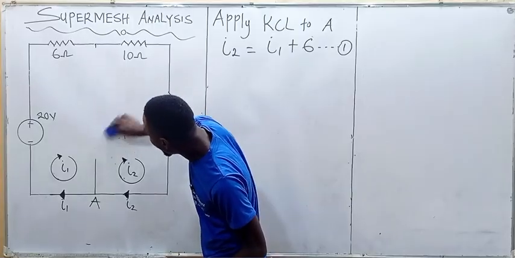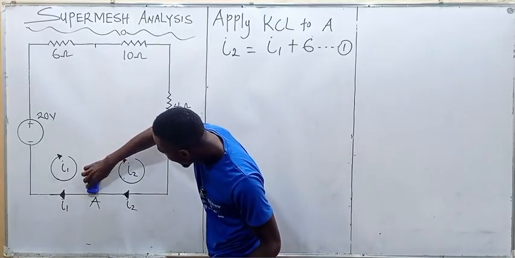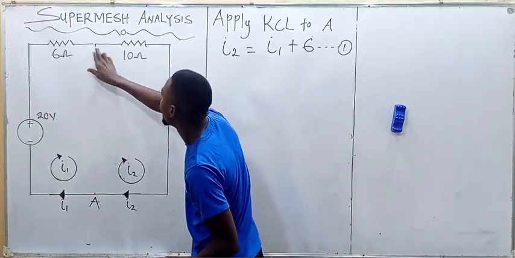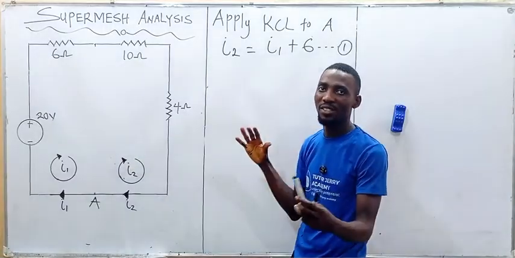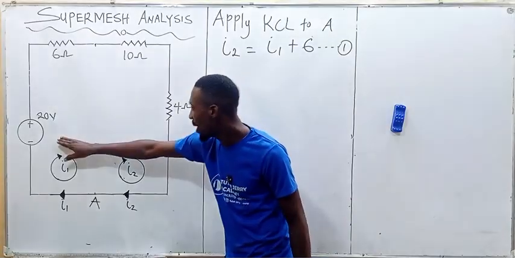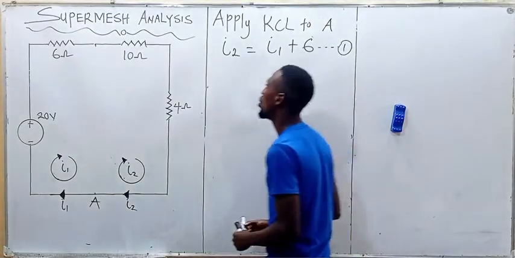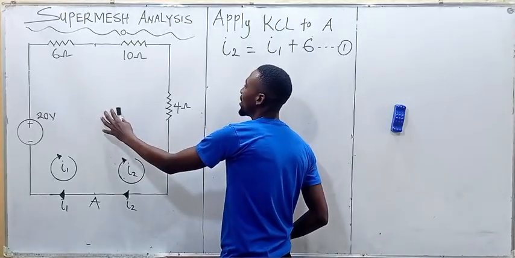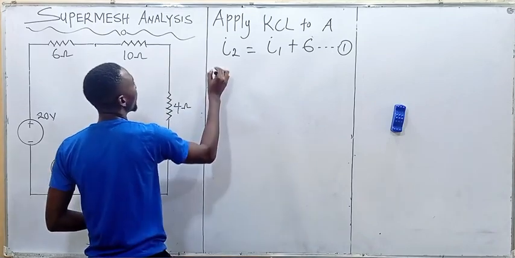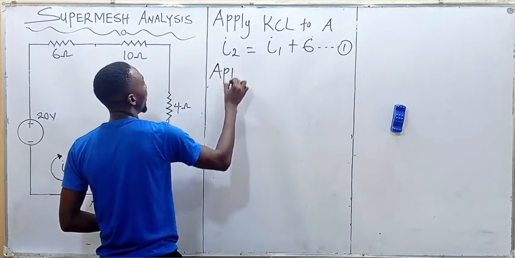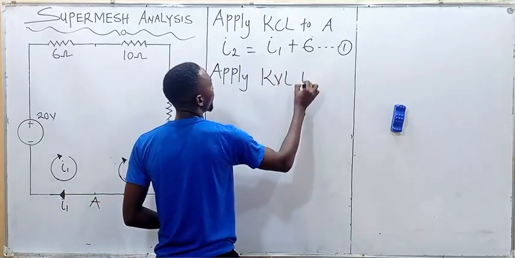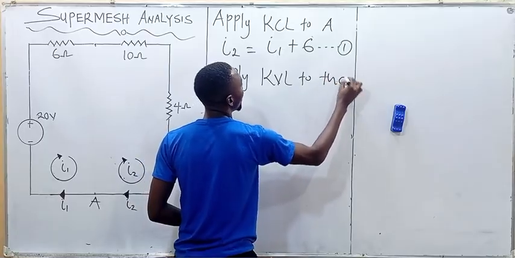So this will form a supermesh. You can see the diagram clearly now. This is giving us a supermesh, that is the combination of two meshes. You understand? The combination of mesh 1 and mesh 2. All right, so we can therefore apply our KVL, that is the Kirchhoff Voltage Law. So we are going to apply KVL to the supermesh.